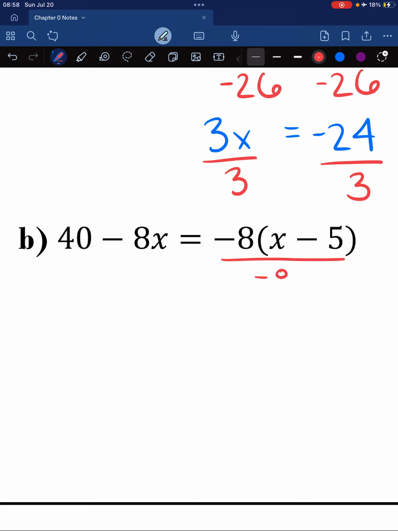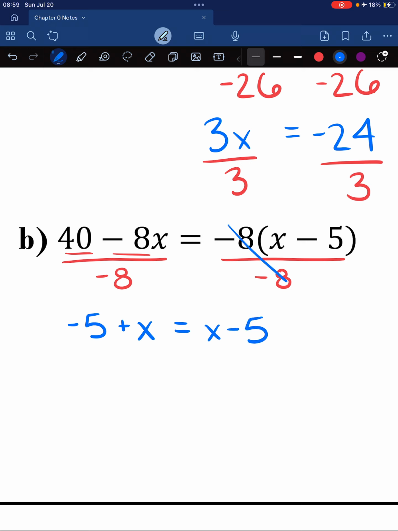Okay, so I'm going to divide by negative 8, divide by negative 8. And when we divide by negative 8, just like when we multiply, we need to make sure we divide each individual term by negative 8. Okay, so we end up with negative 5 plus, right, because a negative divided by negative is going to be a positive, x equals, that canceled, x minus 5. And maybe you already see where this is going, but normally my next step would be combine like terms. So I'm going to go ahead and combine those x's, subtract x from both sides.